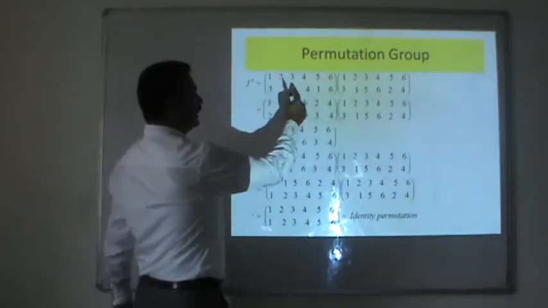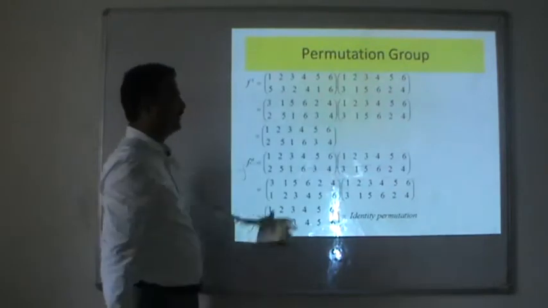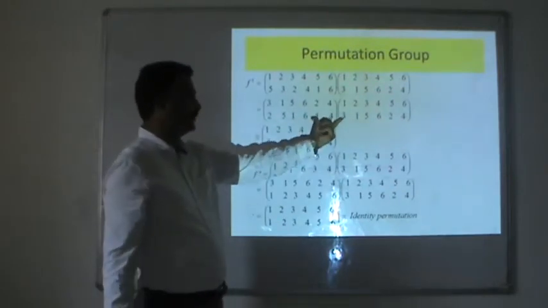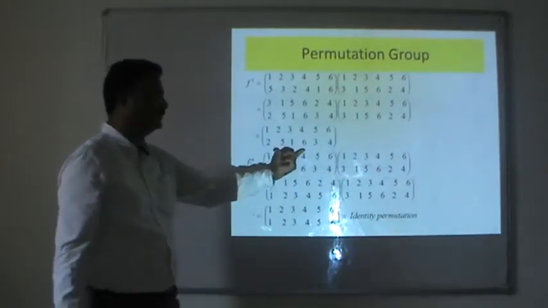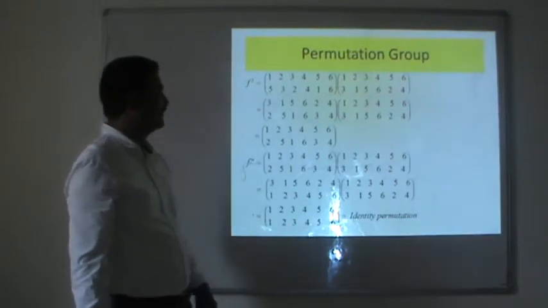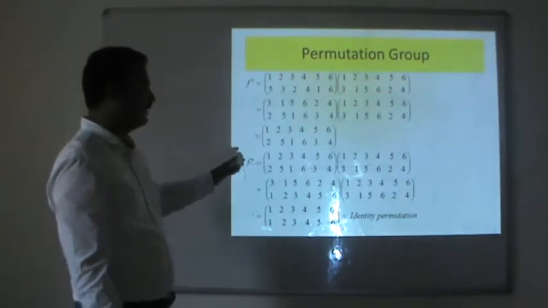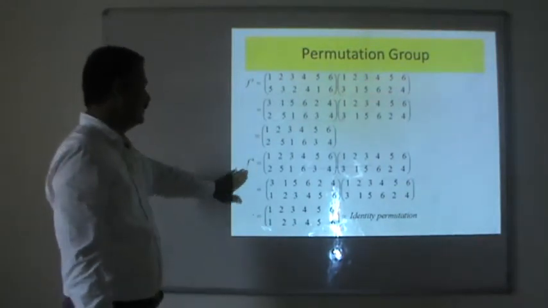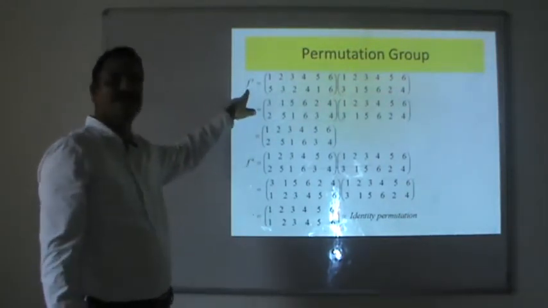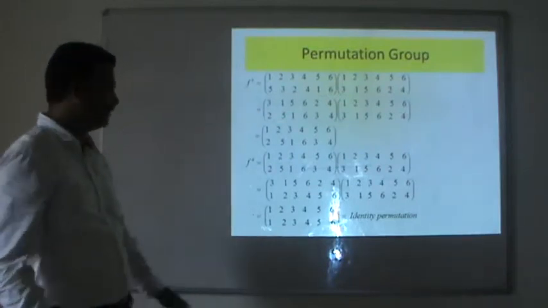So again we proceed in a similar manner and find the product of two permutations, and we get F cube equal to this much. But here we observe that this is not an identity permutation. It means we multiply one more time this equation with F, on the left hand side as well as on the right hand side.